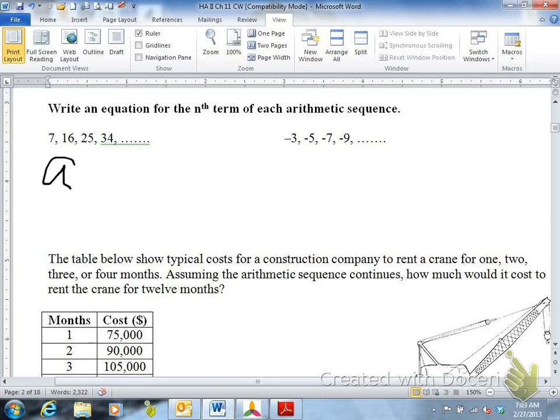Oh, I better zoom in. Writing's way too big if I do that. See how big that is? Let's get rid of that.